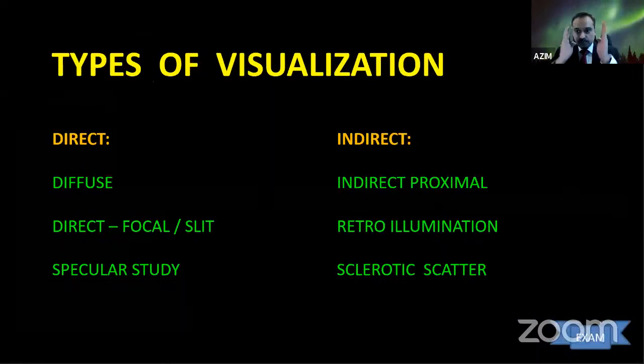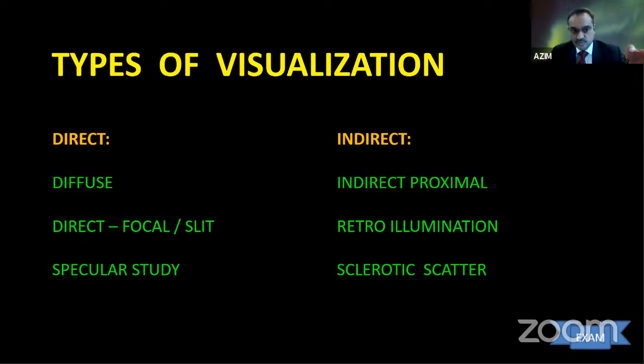So now that you know what to do, how it is done, you see what are the types of visualizations you can do. So we have direct types of visualizations and indirect ways of it. Direct is just where you actually look. Indirect is you put the light somewhere and you look somewhere else. Let's see one by one.